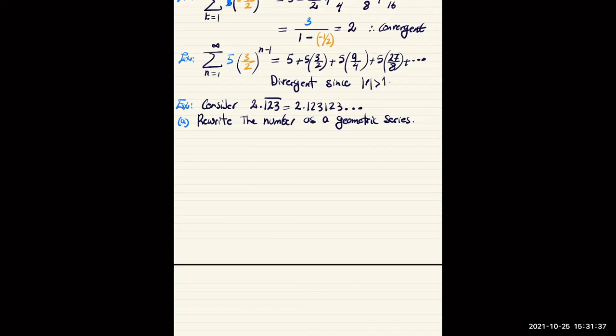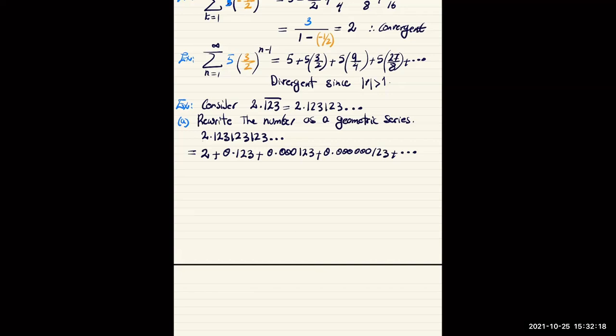2.123 bar can be written as a geometric series because we can first of all write it as a series. We can rewrite this number as a sum, as 2 plus 0.123 plus 0.00123. I have already written 3 decimals, so 3 zeros, then 123, plus 0.000000123. I have written 6 digits, so we write 6 zeros, 123, and so on.